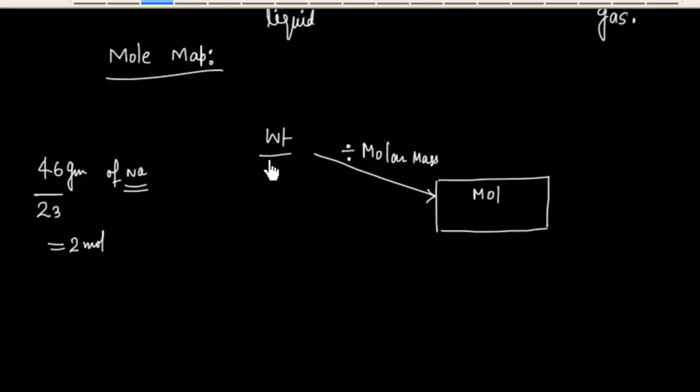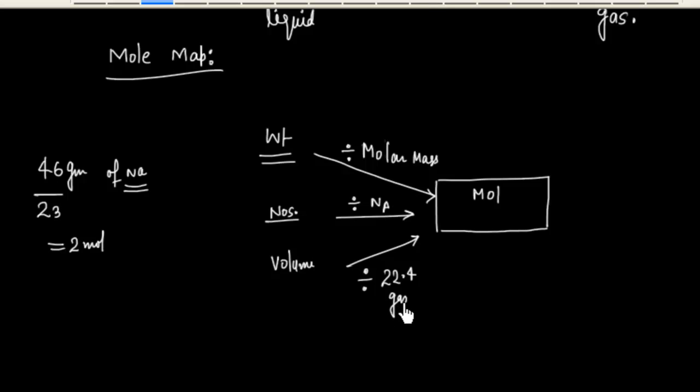Now if weight is given, we have to divide by molar mass. If numbers are given, once again we can divide by Avogadro number to get the mole. If volume is given, then we can divide this by 22.4 liter to get the mole, and this is for gas at STP. What is STP? That is standard temperature and pressure. We will discuss this in the gas law chapter. Now once I know the mole, we can reconvert mole into weight, by multiplying this by molar mass.